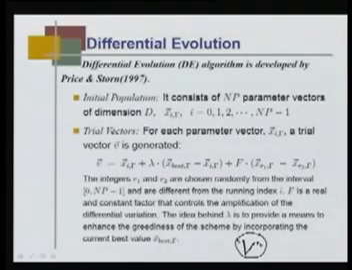So, the integers r1 and r2 are chosen randomly from the interval 0 to n p minus 1 and are different from the running index I. It cannot be the same index as I. F is a real and constant factor that controls the amplification of the differential variation. The idea behind lambda is to provide a means to enhance the greediness of the scheme by incorporating the current best value. The current best value is represented by the best parameter vector in this population.